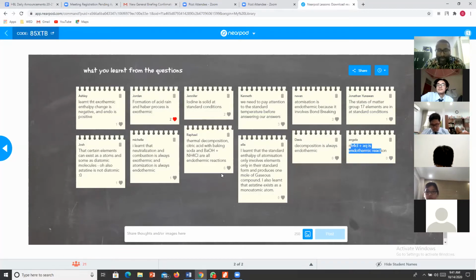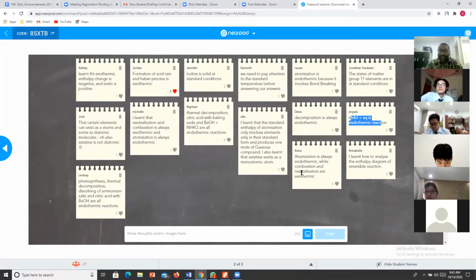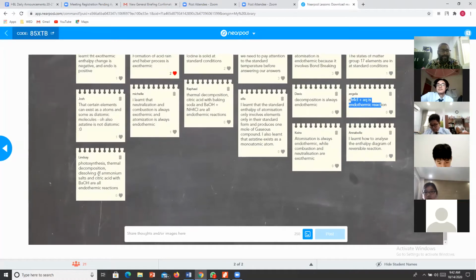I have all 21 students, but I don't have 21 answers here. Hurry up. If there is anything else, put it over there. Kiara mentioned atomization is always endothermic. I learned how to analyze enthalpy diagram in a reversible reaction. Yes, good, Annabelle. Photosynthesis, thermal decomposition, dissolving are all endothermic reactions. Very good, Lindsay. What else? We'll wait for another 3 more responses, then we will move on.